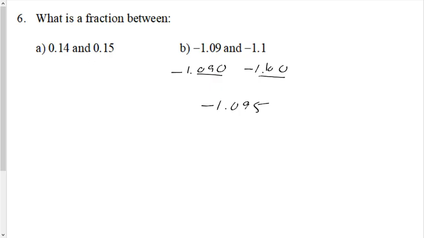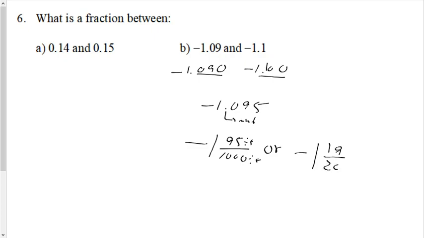And therefore, as a fraction, it's negative 1. Read your decimal as the word and. Negative 1 and 95/1000ths would be as a fraction. Or, in lowest terms, since both are divisible by 5, negative 1 and 19/200ths, if you reduced it down.